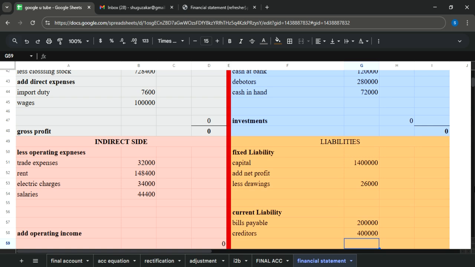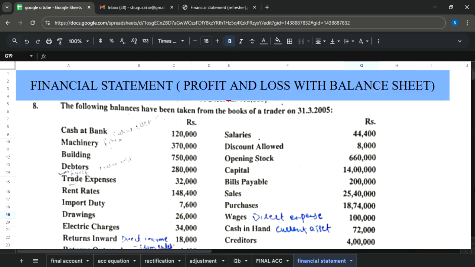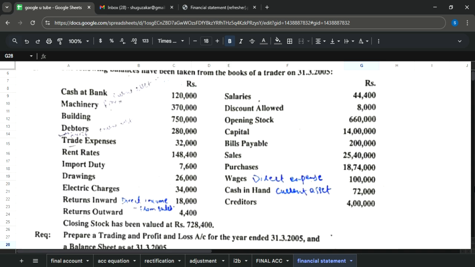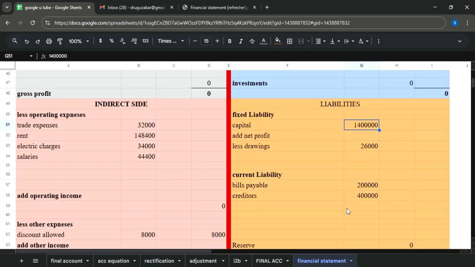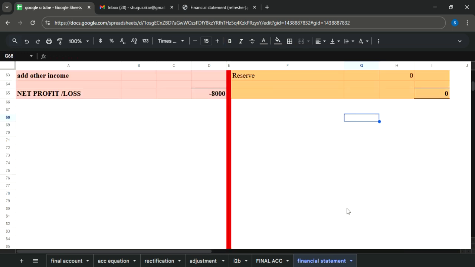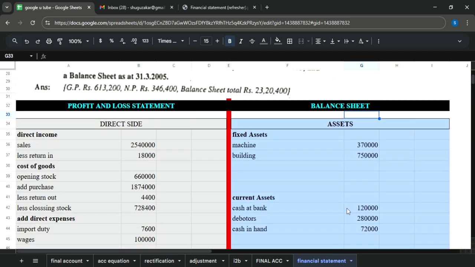So guys, as you have seen, all the elements on the left and right side have been completed. Creditors were the last amount which was required to be posted. In this way, all elements are placed on the accurate sides according to their nature. Now we are ready to solve our question. The first thing is to calculate our net sales. How will you calculate? Amount of sale is 2540. You will subtract returns. So we have got net sales.